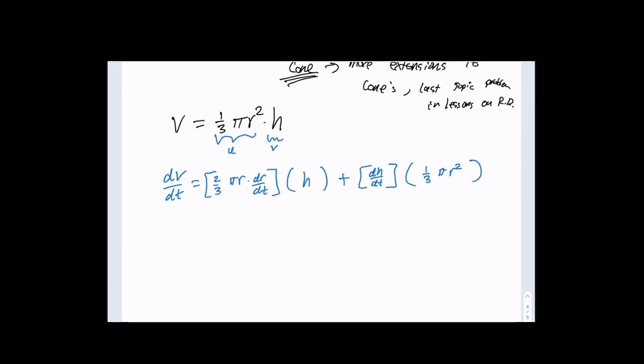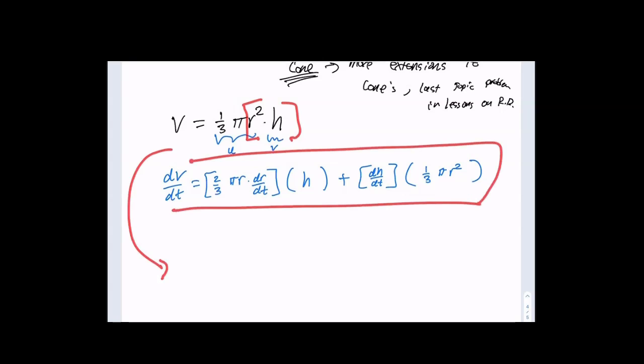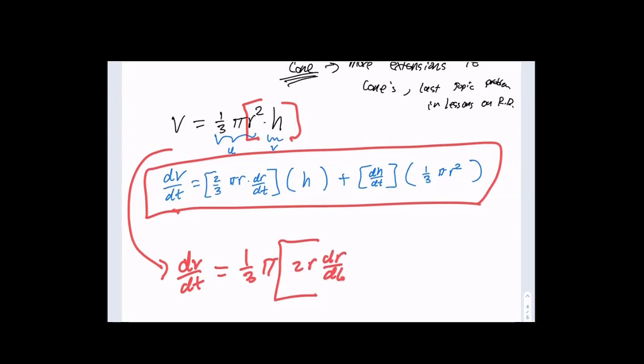Now, technically, some people will do 1/3 pi and then the r squared times h. I'm not going to write it because I think we feel more confident doing it this way. But if you did that, then dV/dt would equal 1/3 pi, and then you would get 2r dr/dt times h plus dh/dt times r squared. These two things are equivalent.